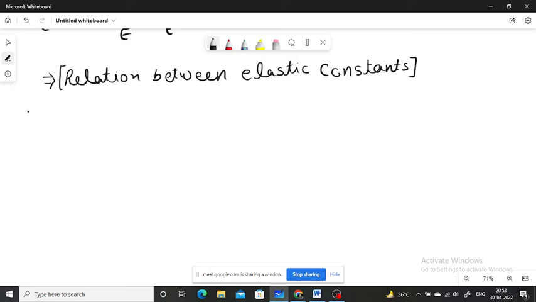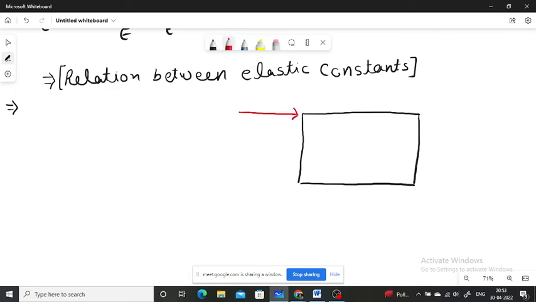Consider a cube ABCD subjected to a shear force F. Consider a solid cube ABCD which is subjected to a shear force F. Let tau be the shear stress developed in face BC and AD due to the shear force F.